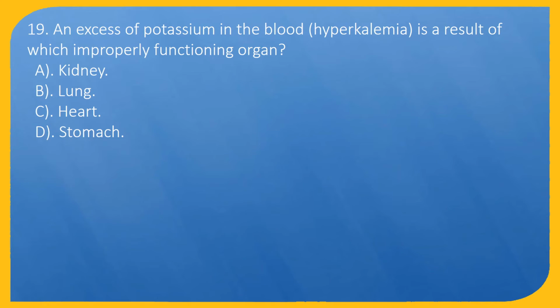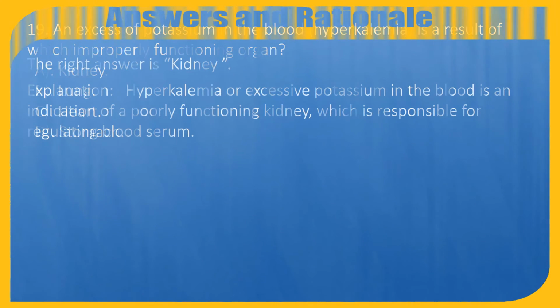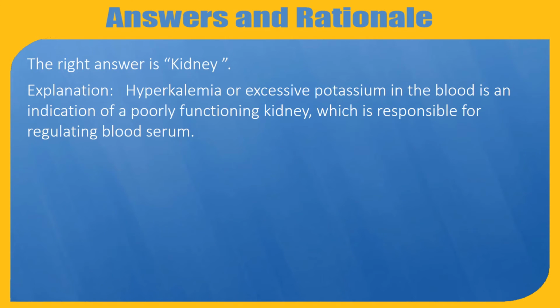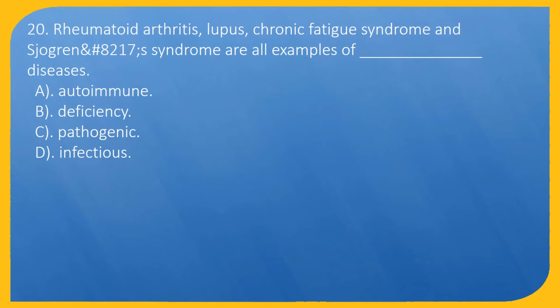A. Kidney. B. Lung. C. Heart. D. Stomach. The right answer is kidney. Explanation: hyperkalemia or excessive potassium in the blood is an indication of a poorly functioning kidney, which is responsible for regulating blood serum. Question 20.